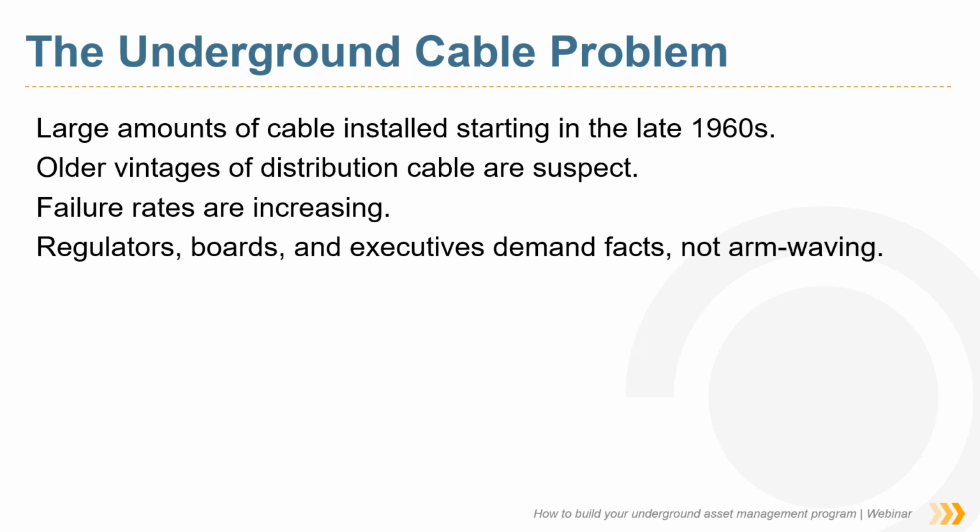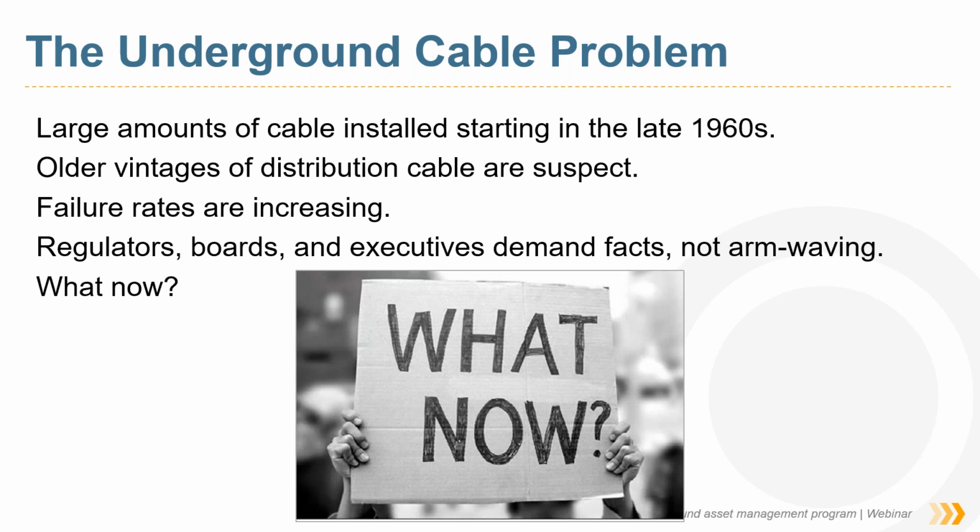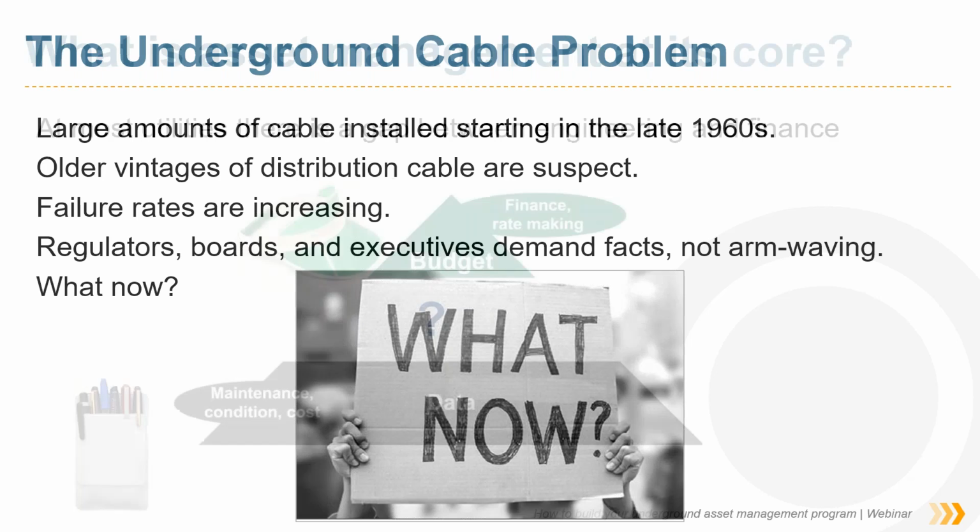And as if that weren't enough, there's increasing pressure from regulators and boards and utility executives. They're demanding facts, and they don't want arm waving. They want to understand what the cost-benefit trade-offs are for cable interventions relative to the other spending that we might do. So that kind of puts you as a utility asset manager in now what position? What am I supposed to do? So the purpose of this is to talk about what the asset management approach would be.